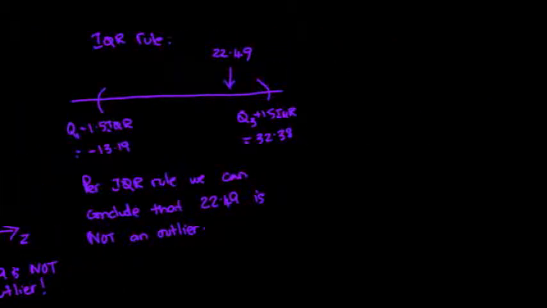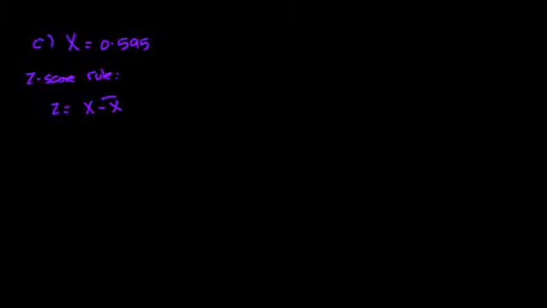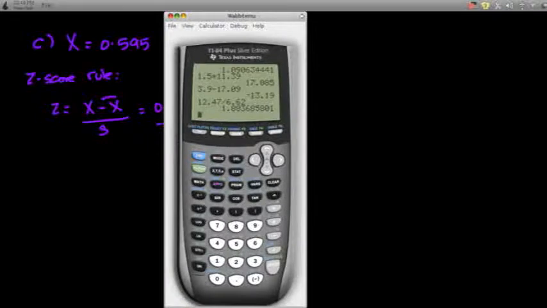So, carrying on with the same approach, for problem C, we had the observation as 0.595, and if we first use the z-score rule, the z-score for 0.595 is x minus x bar over s, so we get 0.595 minus x bar, which is 10.02, divided by 6.62. You could use a calculator to find that number.